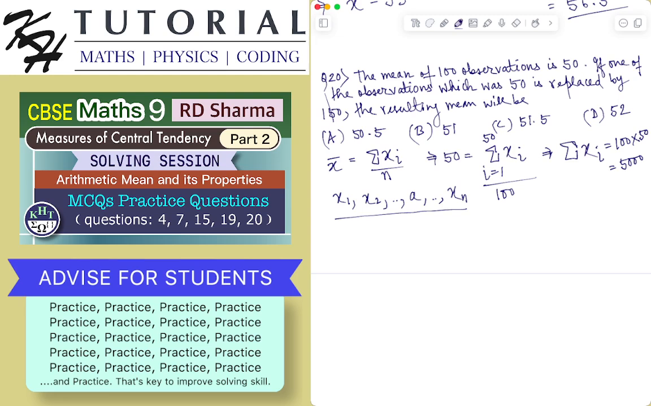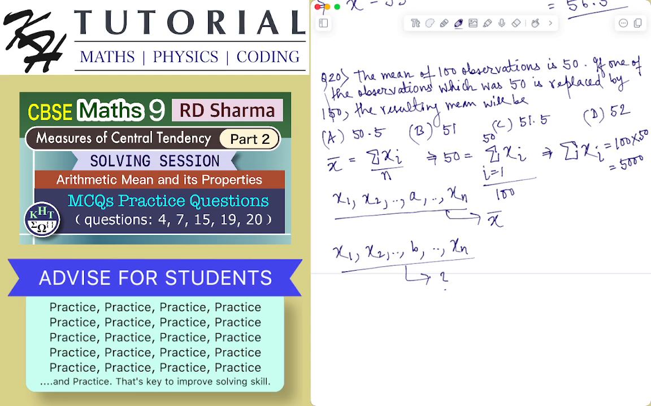Let's say the mean of these n observations be x bar. Now let's say I replace the value of a with b. So the new observations are x1, x2, instead of a it will be b, and then the rest are the same, xn. Now what will be the new mean? If you can remember this formula, it is fine.